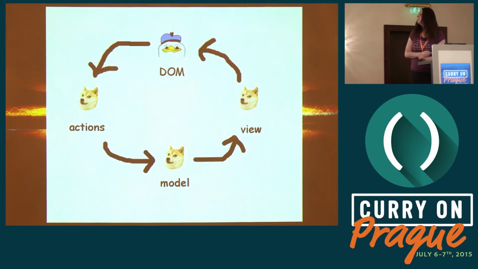So I drew a diagram, just to recap. You have the DOM, which is something you don't want to deal with, and which Elm masks very neatly for you. The DOM can generate actions. Actions will affect your model. When your model changes, it will affect the view. And when the view changes, it gets fed back into the DOM. And that's your application, essentially. That's your user interface, at least.